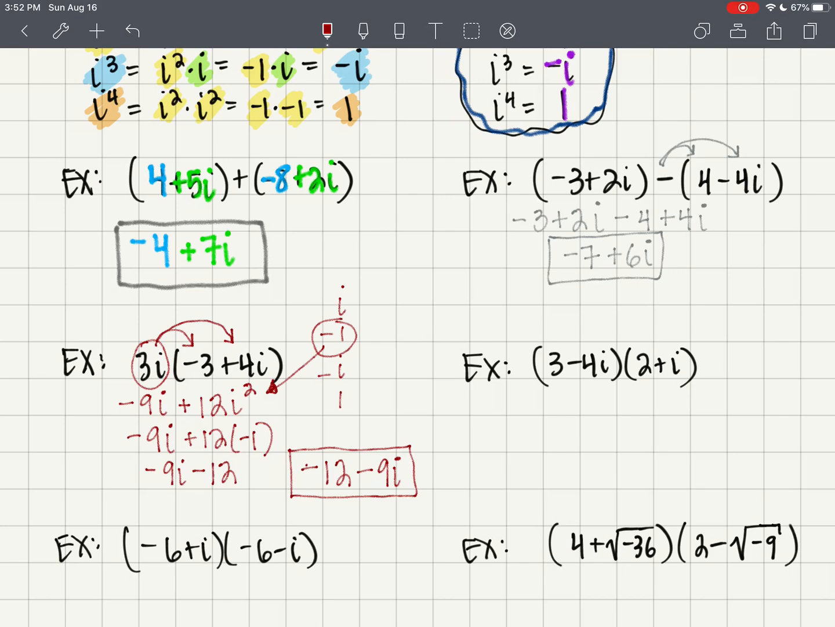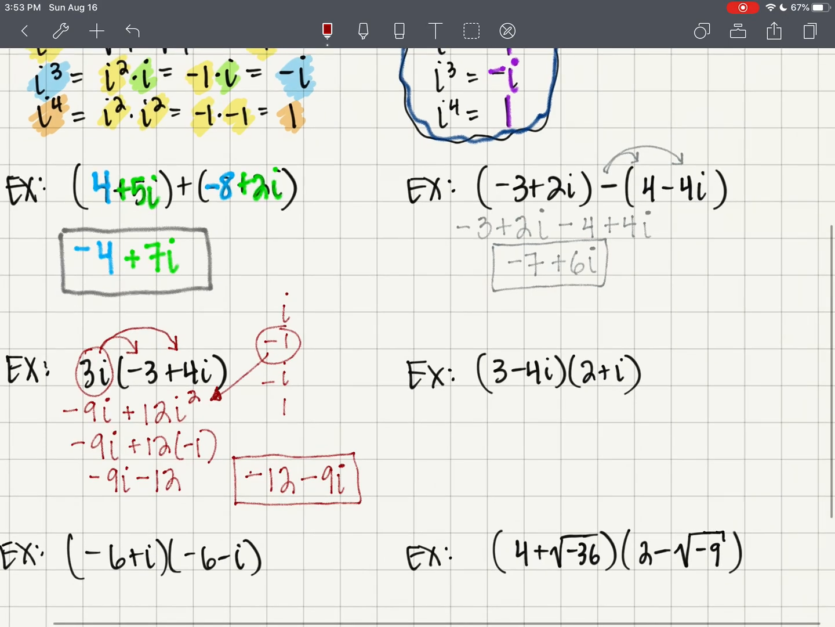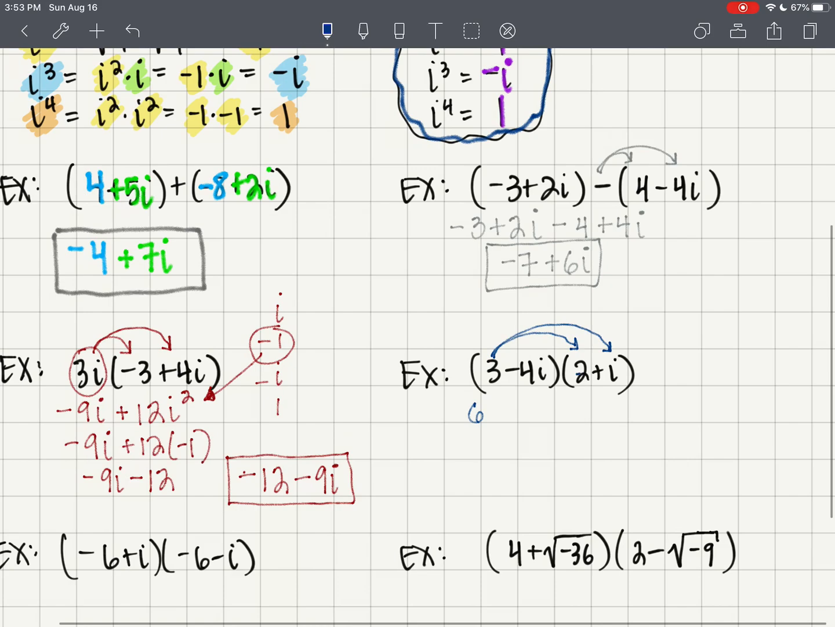Okay, so go ahead and try, and if you'd like to, you could FOIL this and use this as a try. Otherwise, you can follow along with me. I'm going to FOIL. 3 times 2 is 6. My first is 6. My outer is 3i. My inner is -8i. And the last is -4i squared.